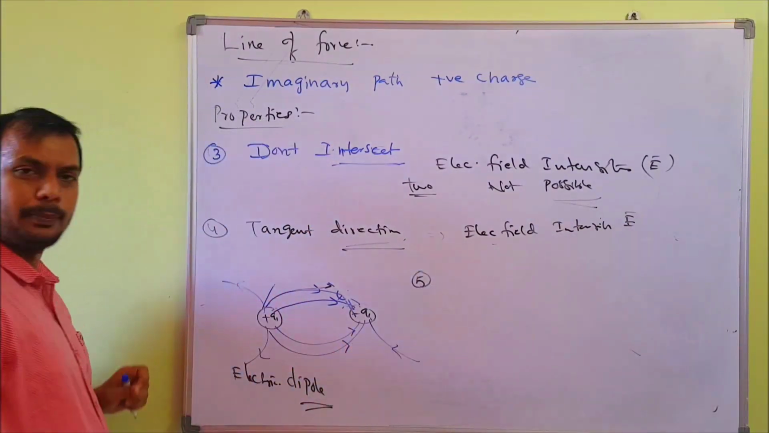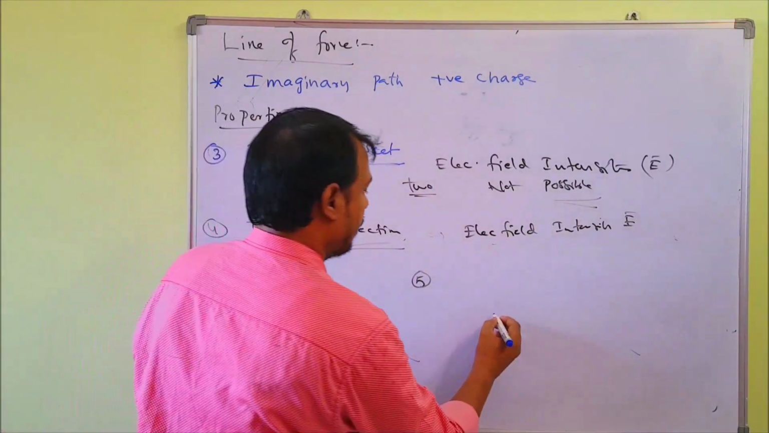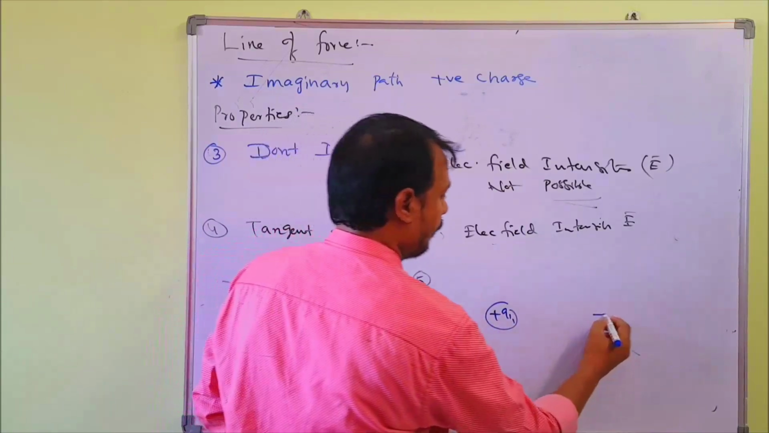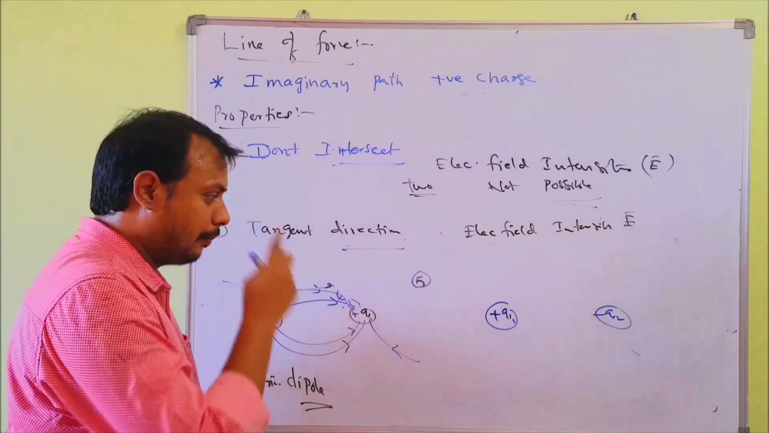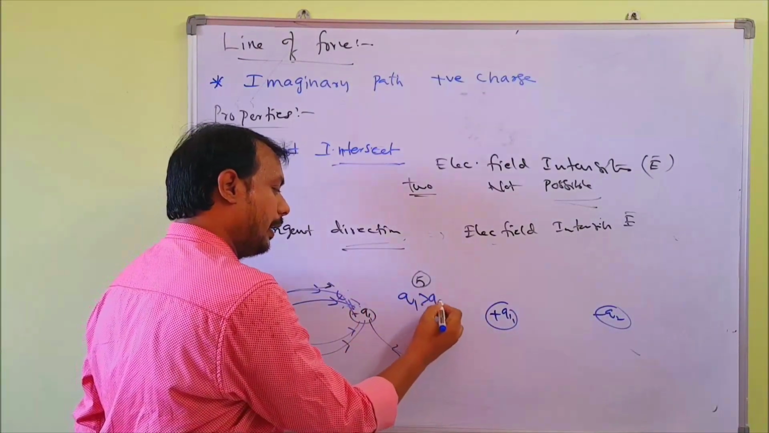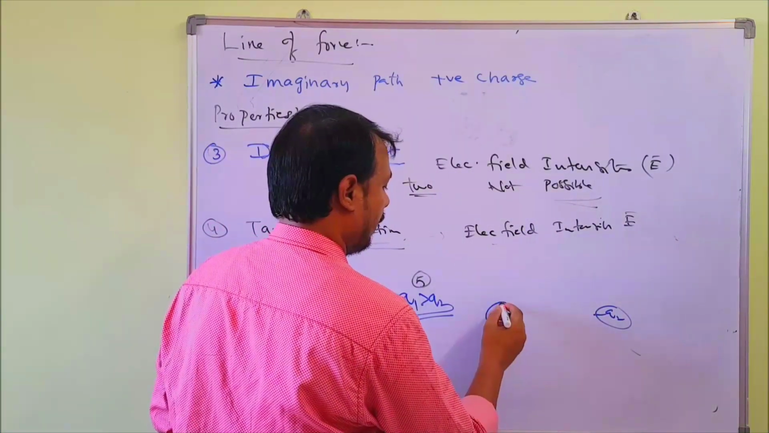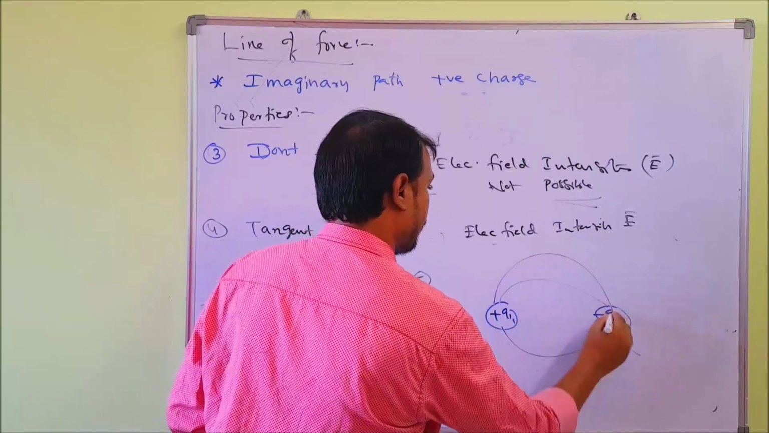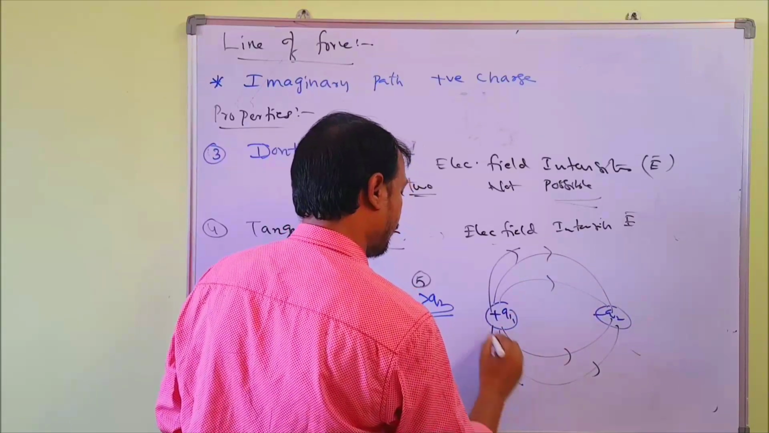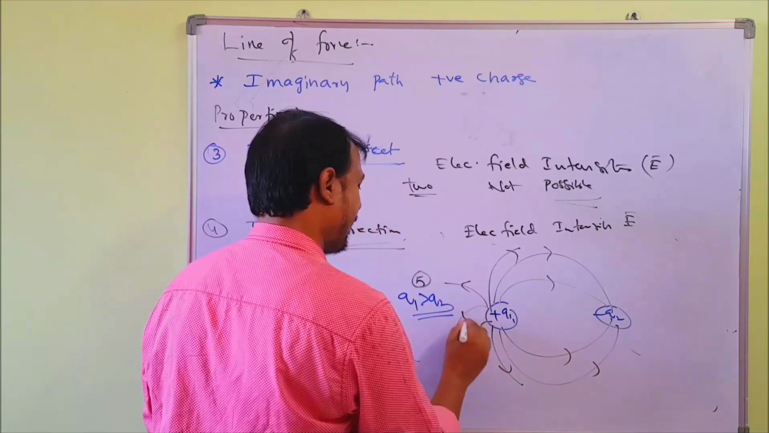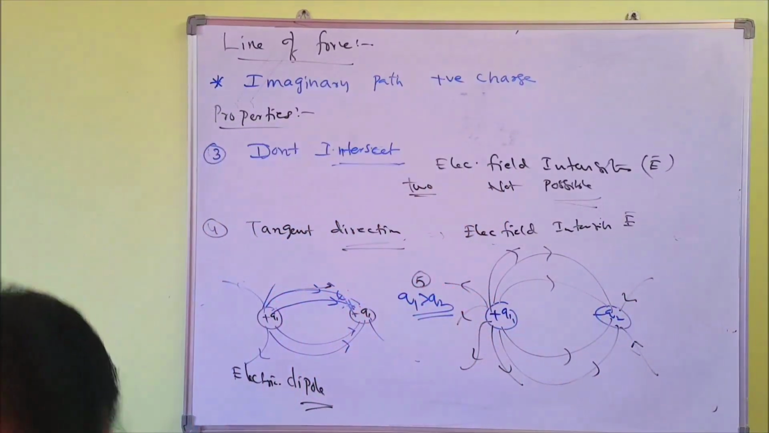Now, next, it is the fifth property. See here, one question is given like this: Q1, Q2, unlike charges, right? Imagine Q1 is greater than Q2. So now imagine the lines of force in our question are given like this: Q1 is more and Q2 is less, right? So options are given like this.